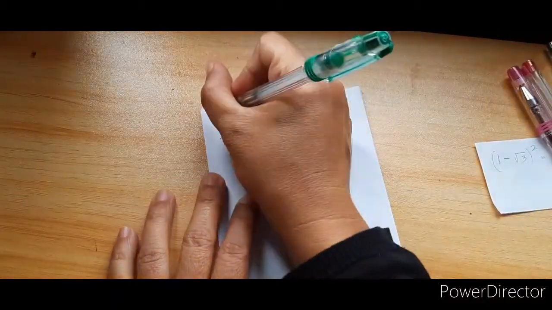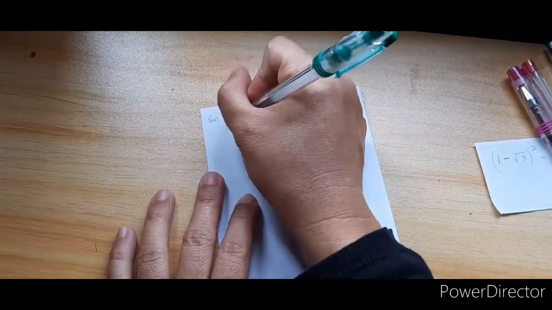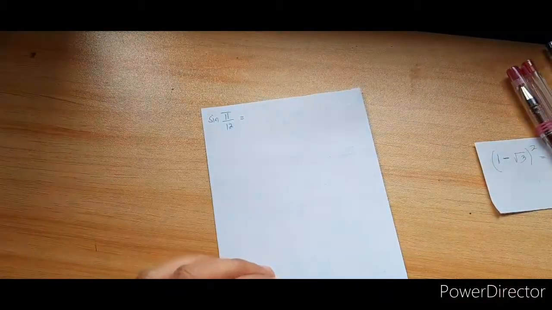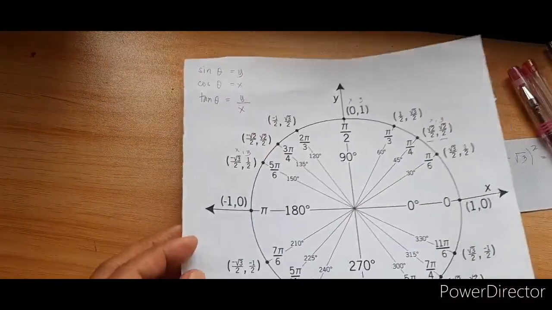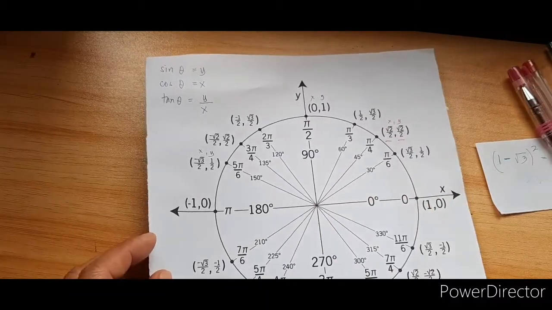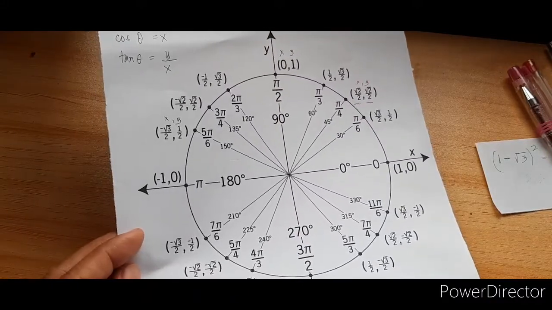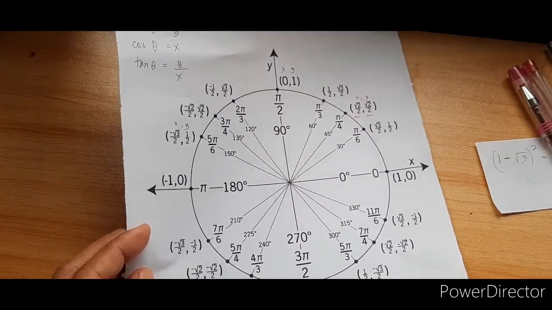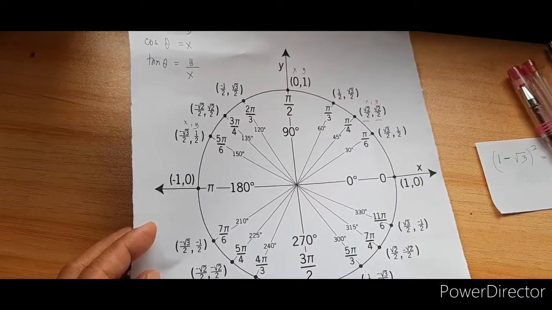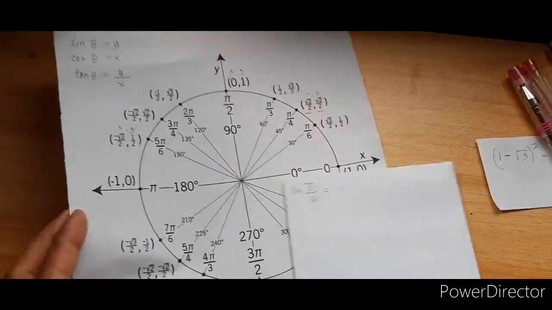We have to find sine pi over 12. Ayan. Sine pi over 12. So, unang titignan yung ating unit circle. May sine pi over 12 ba? Siyempre, wala dyan. Okay? Kaya maghahanap tayo ng pwede natin gamitin na kapag pinag-plus o kaya pinag-minus ay equal to pi over 12.